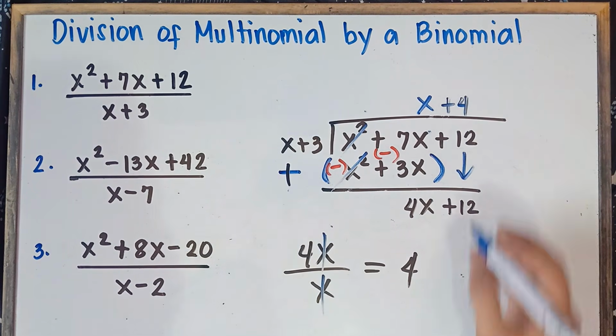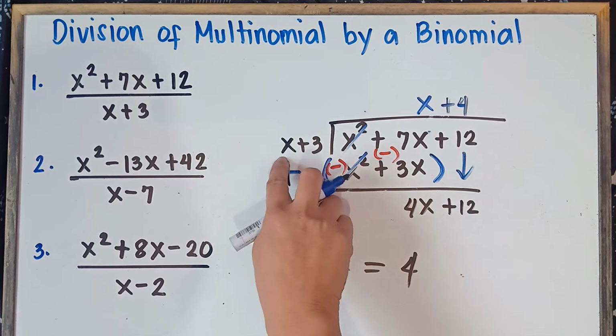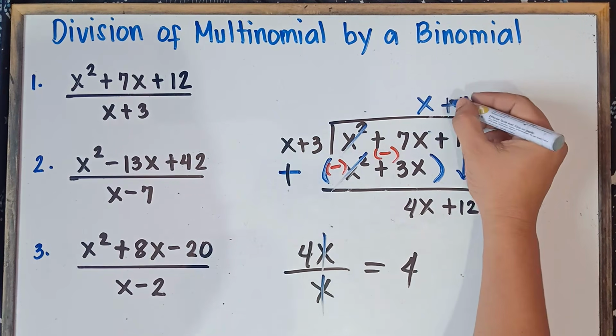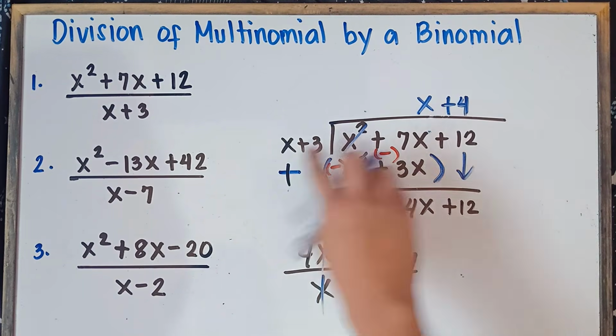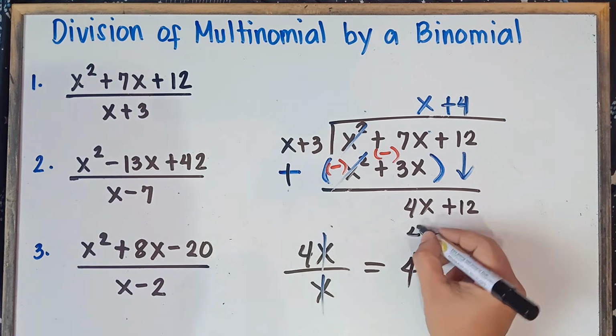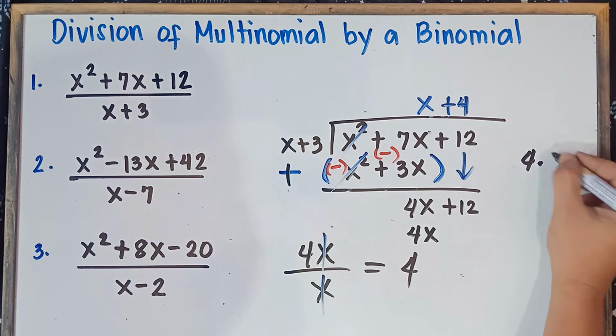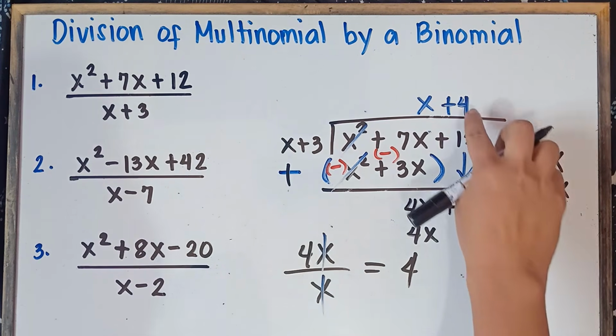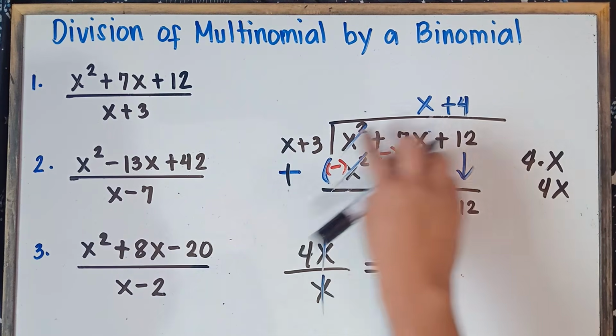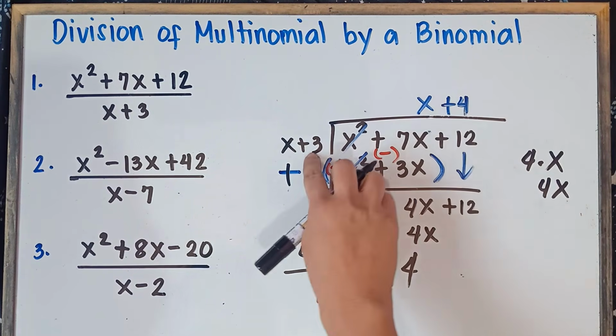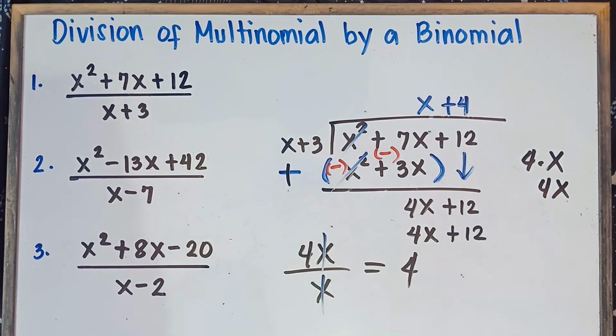Alright, and then do it reverse. Once again, class, 4x divided by x, that would be positive 4. And then simply do it reverse. 4 times x, that would be 4x. And then 4 times positive 3, that would be positive 12.